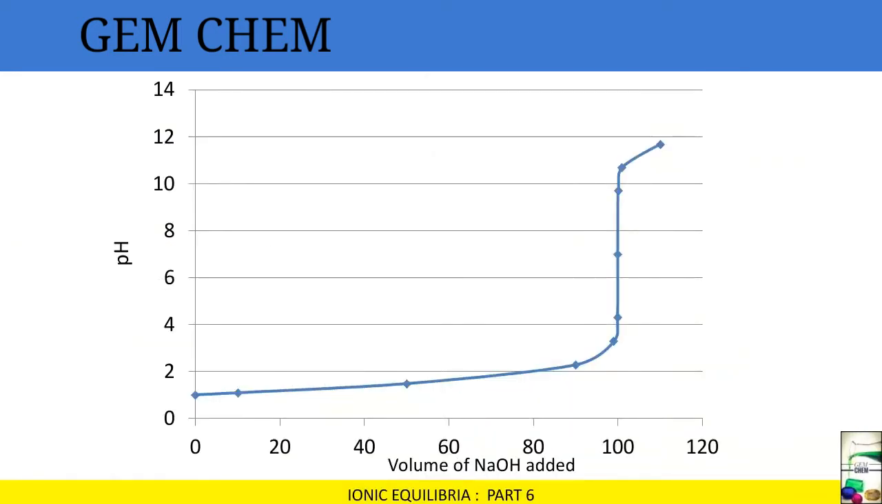Now see, we have plotted the graph and we have obtained the graph. If we look at this one, there is a very little rise of pH from 0 to near about 100. Then there is a steep rise in this range, and where there is a steep rise, the appropriate indicator should be used in that pH range.